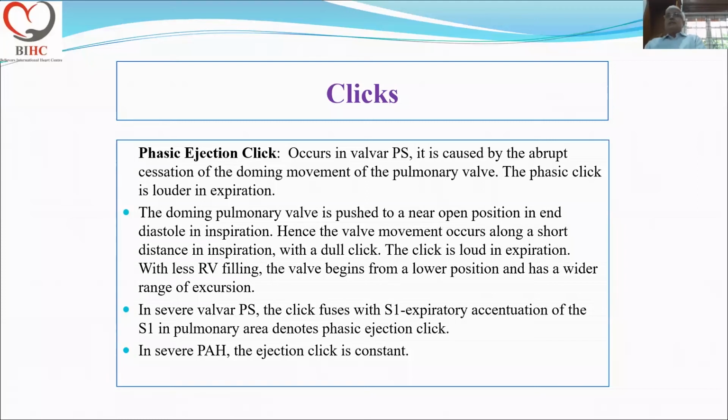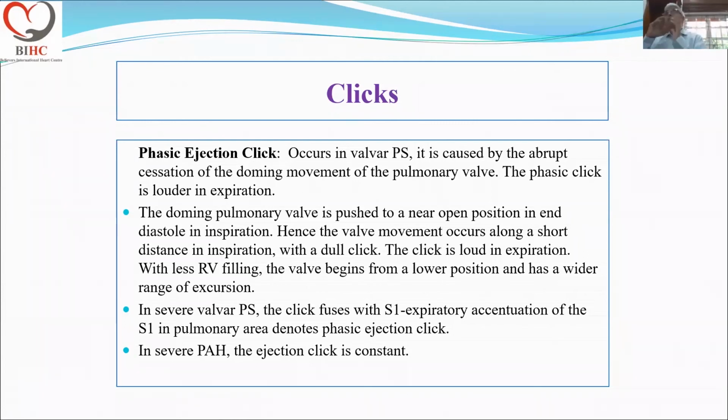So in a phasic ejection click, which is the feature of valvar pulmonary stenosis, what happens is the pulmonary valve domes. It can't open fully. As the pulmonary valve domes and reaches the maximum excursion, it abruptly halts. There is an abrupt deceleration of blood flow, which sets up vibrations, which is the click. Now, there's the interesting physiology that a phasic ejection click happens to be the only right-sided event to be loud in expiration. You know that all other right-sided events are louder in inspiration. But the pulmonary ejection click is louder in expiration.